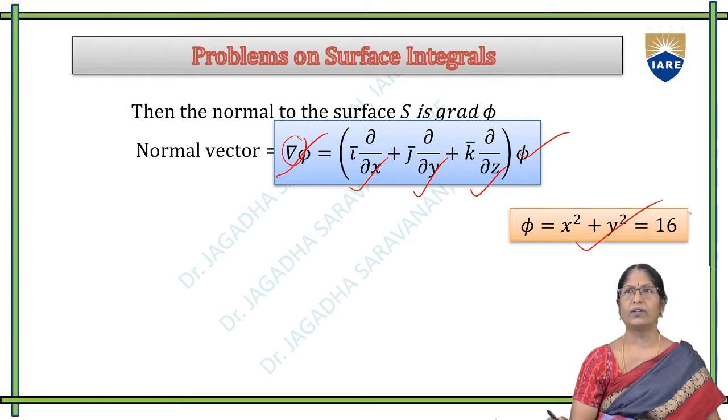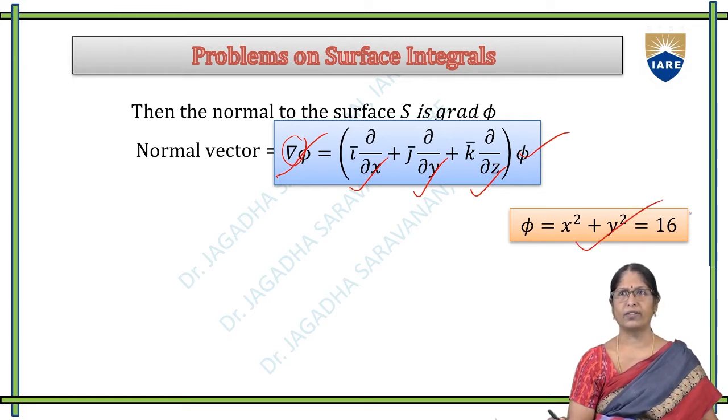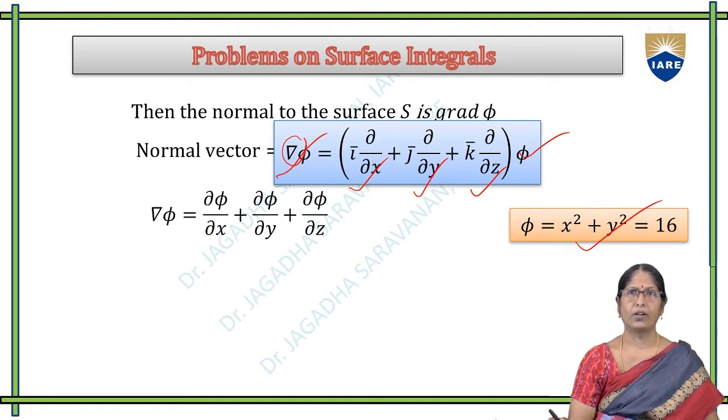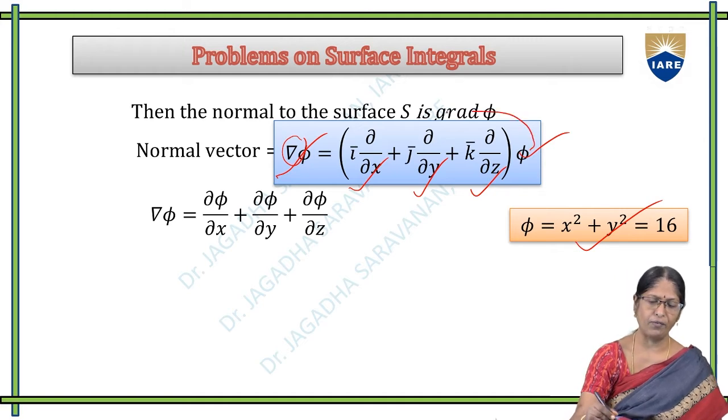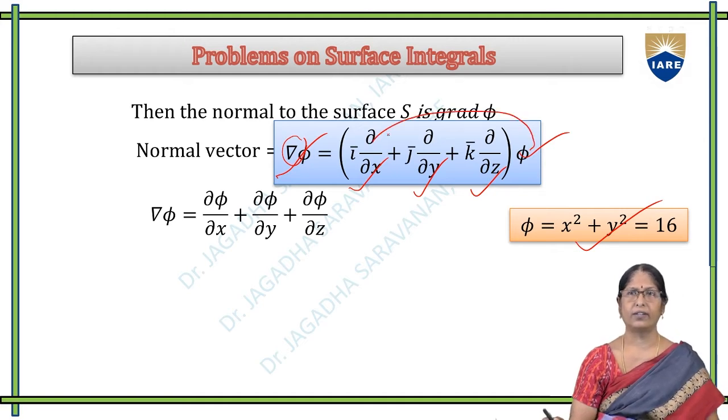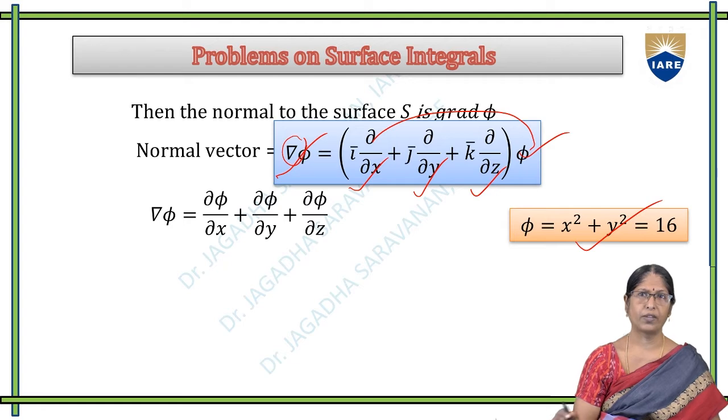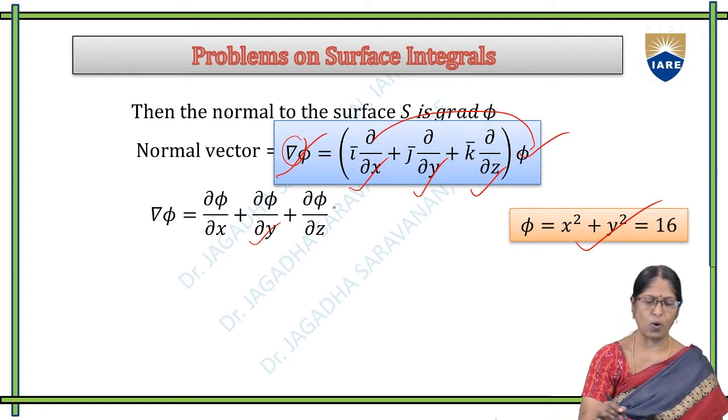This is our condition which is given. That is a curved condition: x square plus y square equal to 16. So the next thing, phi we are taking inside, then it has become ∂phi/∂x plus ∂phi/∂y plus ∂phi/∂z.